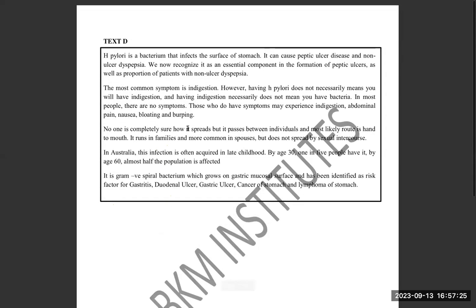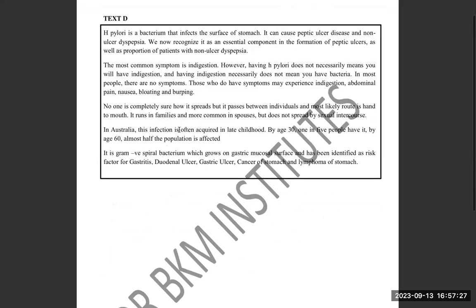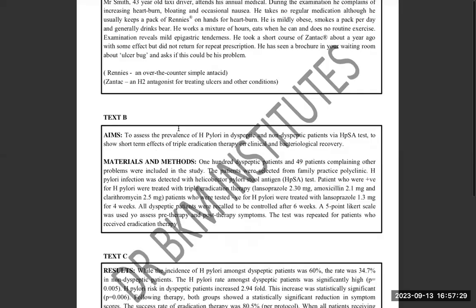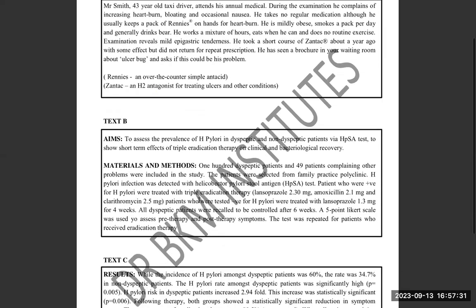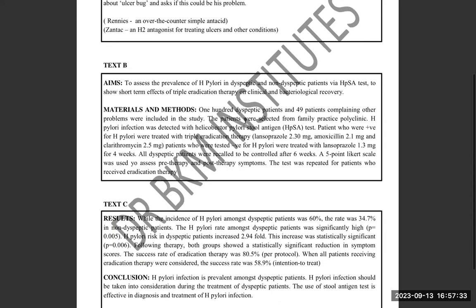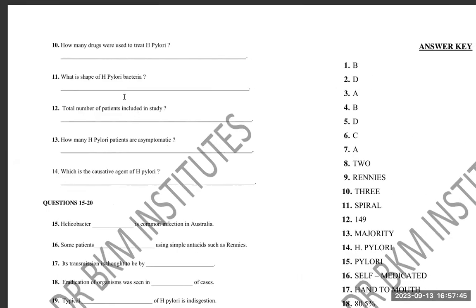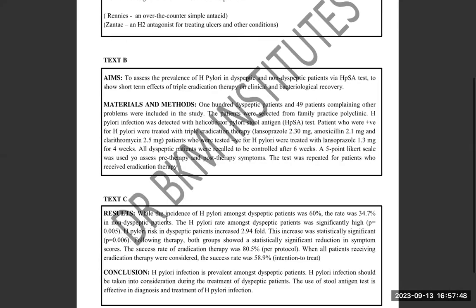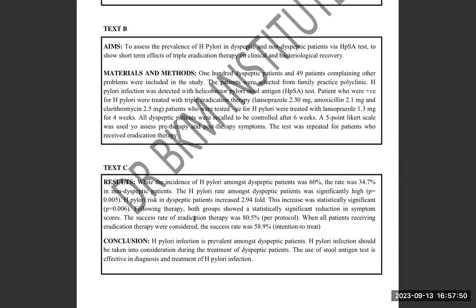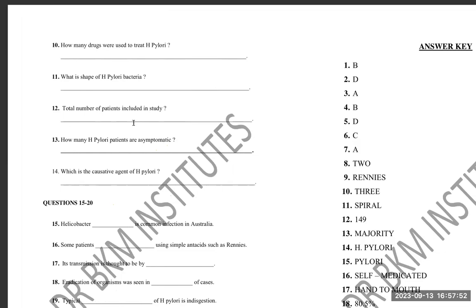And if there are any drugs over here, in the treatment part, over here nothing is given. And aims, materials, methods, results. So in methods, there can be some drugs. 1, 2, 3. So they were treated with triple eradication. That means 3 drugs. I was thinking 2, but it should be 3 because triple eradication therapy means 3. So now my pace is getting better. My confidence is getting better. So that is where I need to invest.